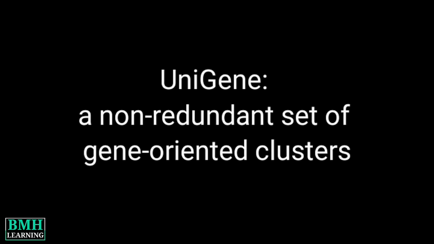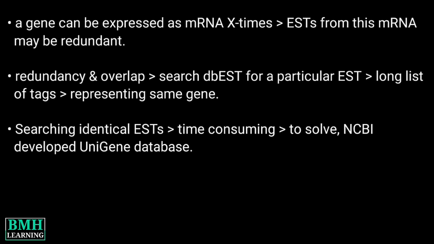Unigene, a non-redundant set of gene-oriented clusters. Because a gene can be expressed as mRNA many times, ESTs ultimately derived from this mRNA may be redundant. That is, there may be many identical or similar copies of the same EST. Such redundancy and overlap means that when someone searches the EST database for a particular EST, they may retrieve a long list of tags, many of which may represent the same gene.